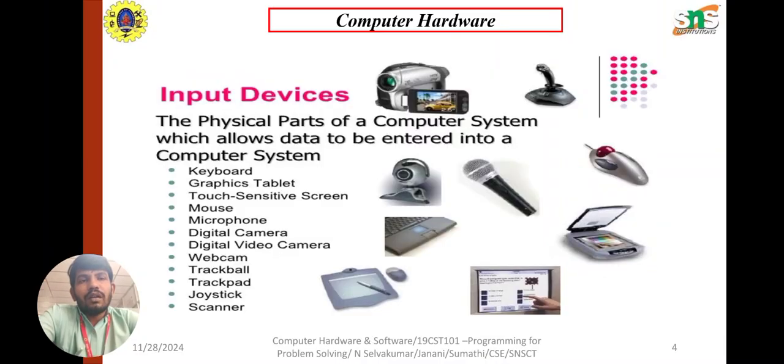In computer hardware, we have different types of input devices, the physical parts of computer systems which allow data to be entered into the computer system, called keyboard, graphical tablet, touch sensitive screens, mouse, microphones, digital camera, digital video camera, web camera, trackball, trackpad, joystick, and scanners. These are the basic input devices used in computer hardware.